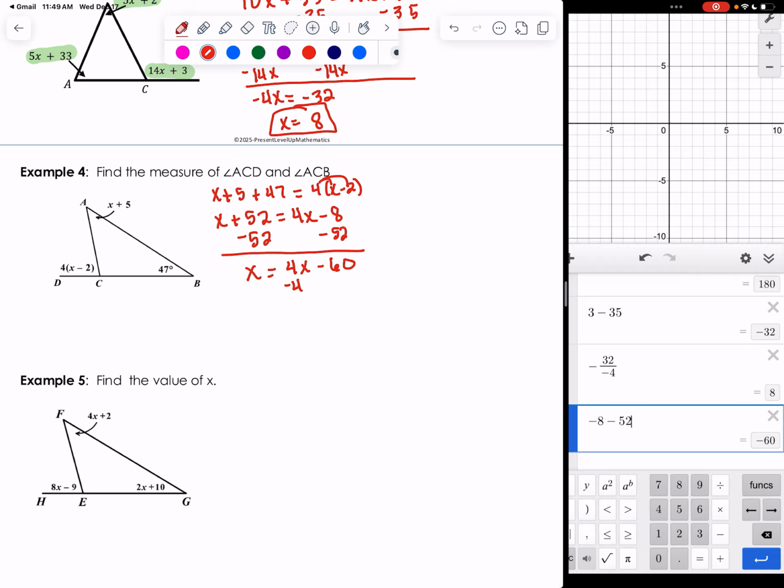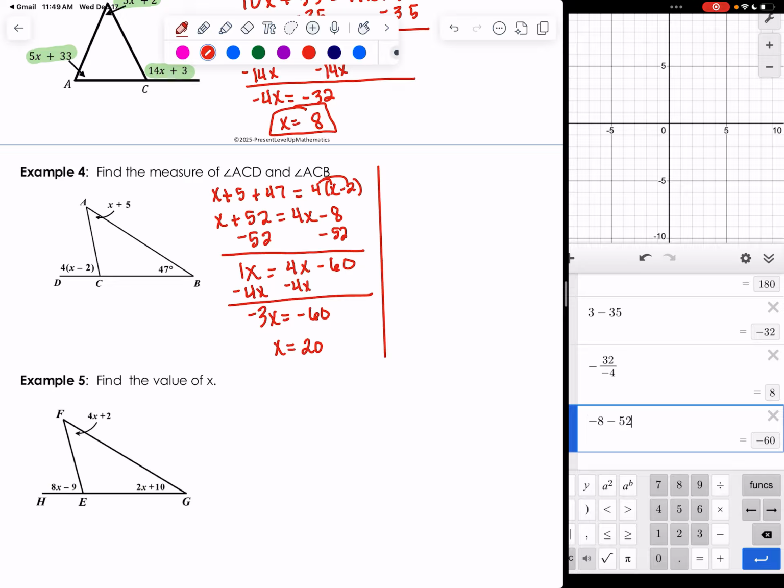Then subtract 4x. So remember, this is an understood 1. So 1x minus 4x would give me negative 3x equals negative 60. And when we divide that, negative 60 divided by negative 3, we get positive 20. So now we know the value of x is 20.